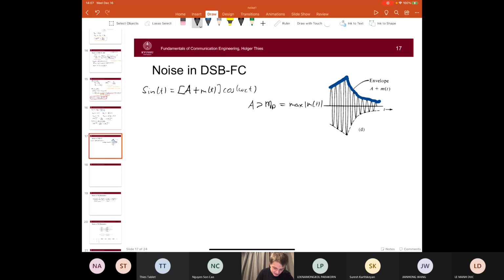Okay, and for the noise at the input, we will use our bandpass white noise model again. So this will again be n_c(t) cosine omega_c t minus n_s(t) sine omega_c t. And now let us compute the signal to noise ratio at the input.